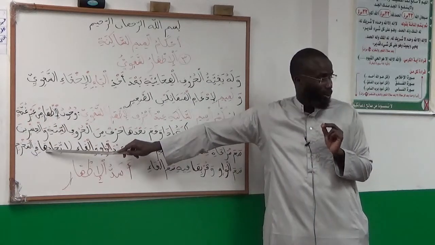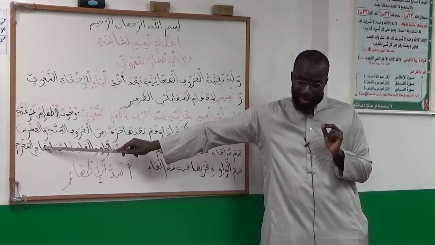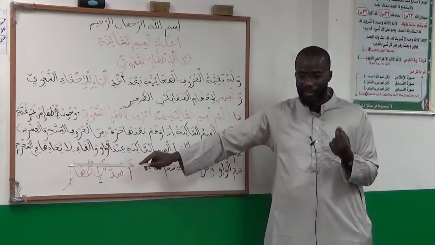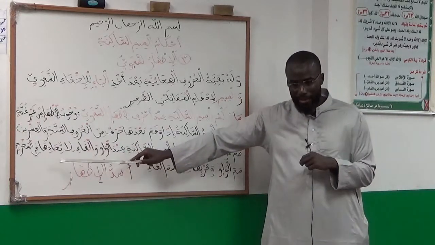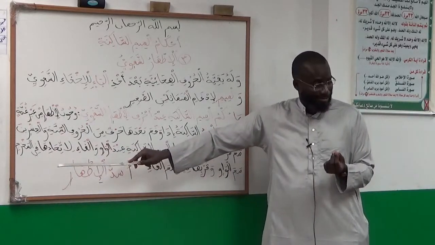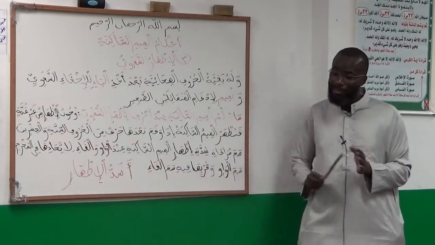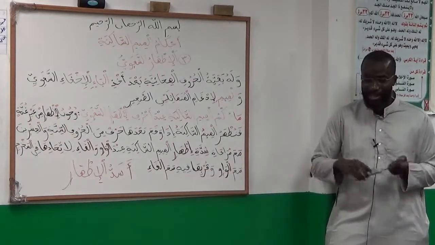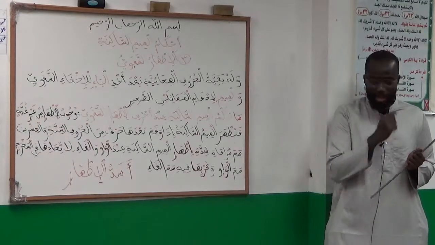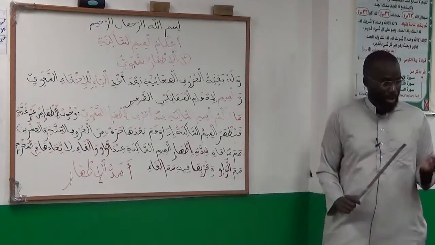So the ha here goes to what? Al-mim is sakin, right? It's because of the unity of the exit of al-mim and al-waw. So mim and waw come from the same exit. They come from the lips, as we saw, right? That's why we do ashadd al-izhar.